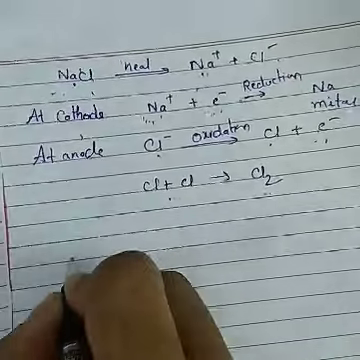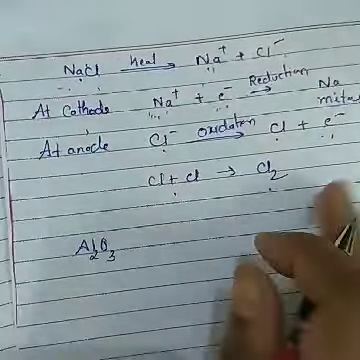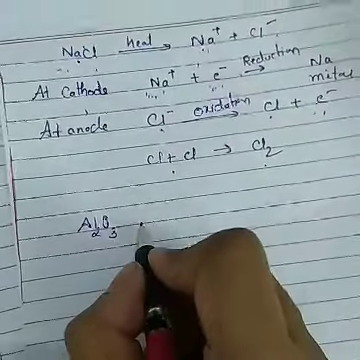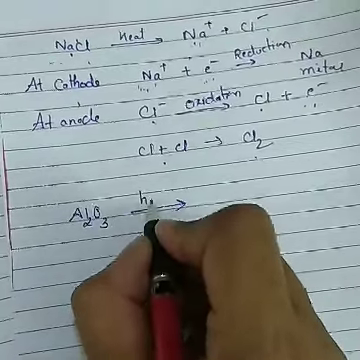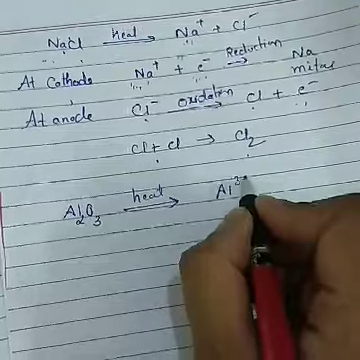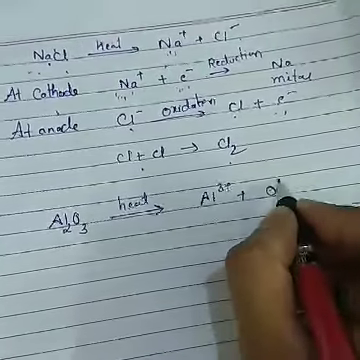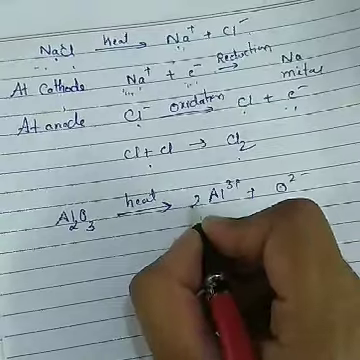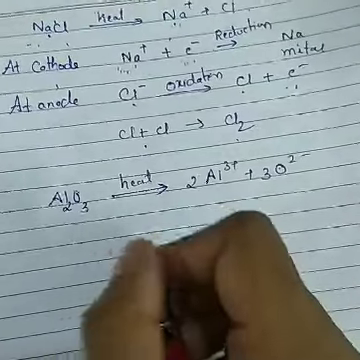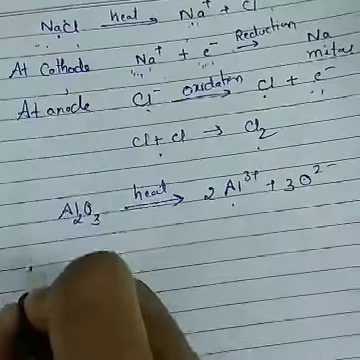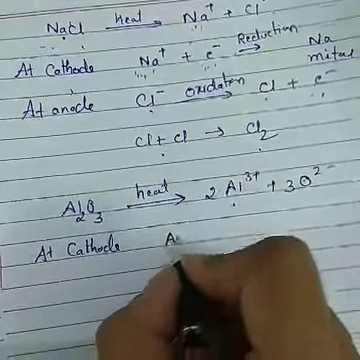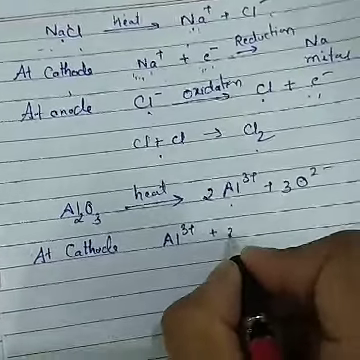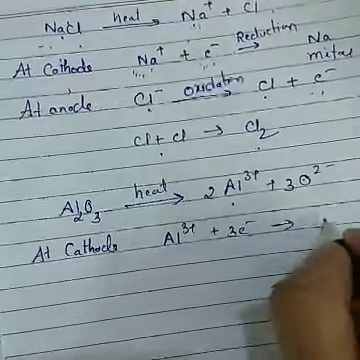Suppose I take another example, aluminium oxide. How will you take out aluminium from aluminium oxide? When electricity is passed through it, it melts into Al3+ and O2-. You have to balance the equation, 2 and 3. Now where will the Al3+ go? The Al3+ will go to the cathode, take 3 electrons given up by the oxygen, and change into aluminium metal at the cathode.